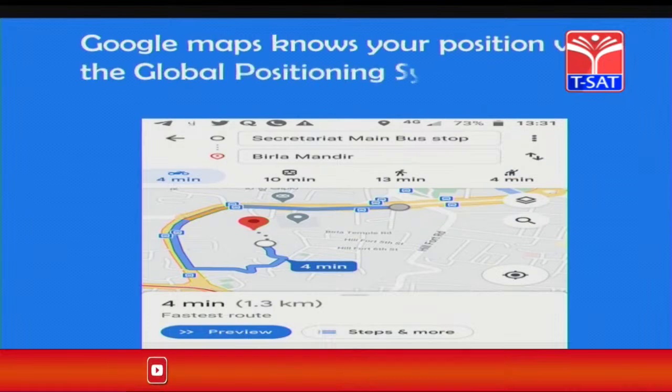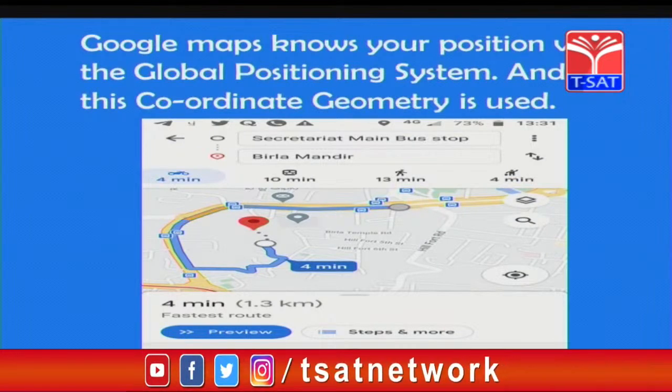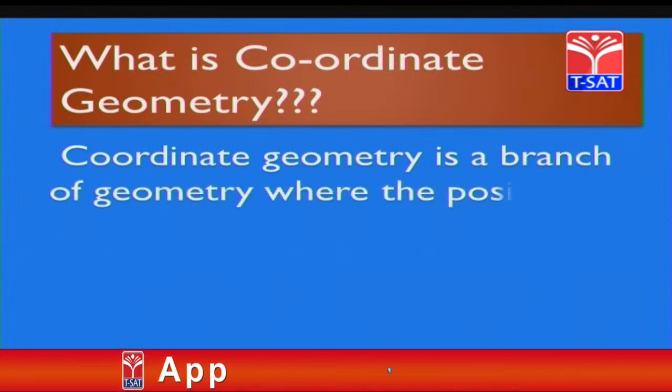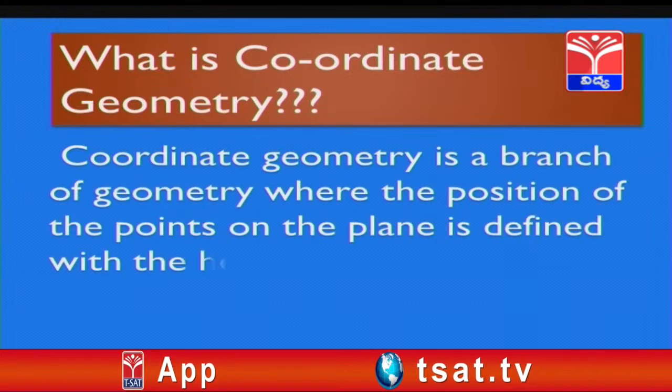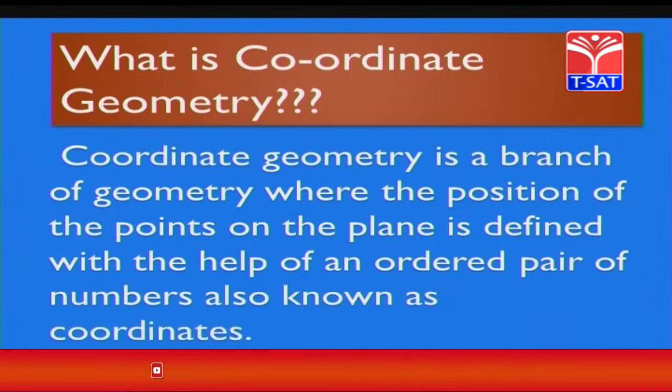And how was this possible? Google Maps knows your position via the Global Positioning System, and for this coordinate geometry is used. Now, what is coordinate geometry? Coordinate geometry is a branch of geometry where the position of the 2 points on the plane is defined with the help of an ordered pair of numbers, also known as coordinates.